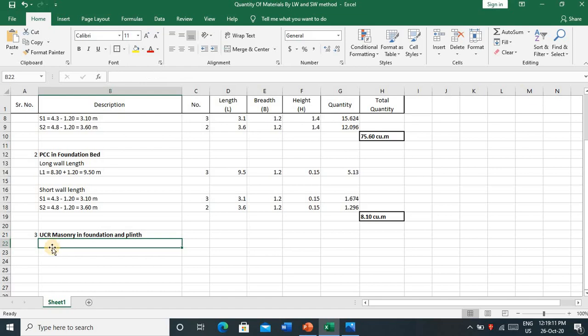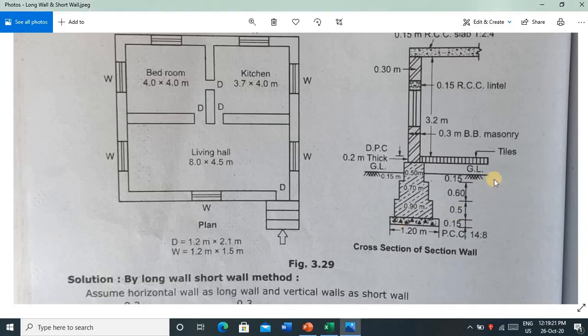Here we will calculate it step by step. So for step 1, you have to write it as step 1. Foundation is in steps. These are the steps, not the steps of solving the numerical. This is step 1, this is step 2, and this is step 3. We have to calculate the quantity of each step, then add those quantities to get the total quantity of the UCR masonry. So we will solve it step by step.